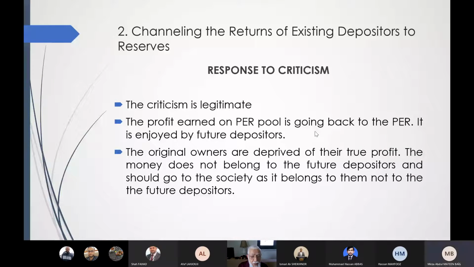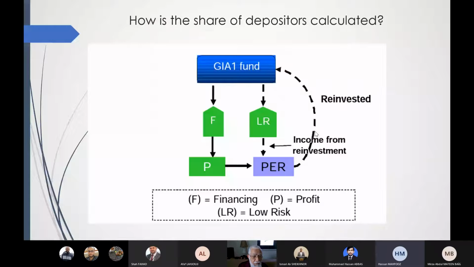Okay, continue, Hassan. Professor, I wanted to maybe discuss this diagram also from that paper. What this diagram is saying is that this PER reserve is invested in low risk investments. So it finances low risk activities and transactions, and the income from these investments of PER goes back to the PER. It increases the PER reserves.